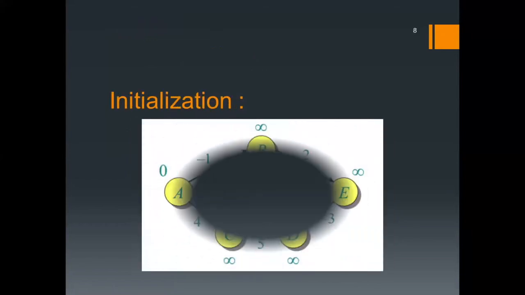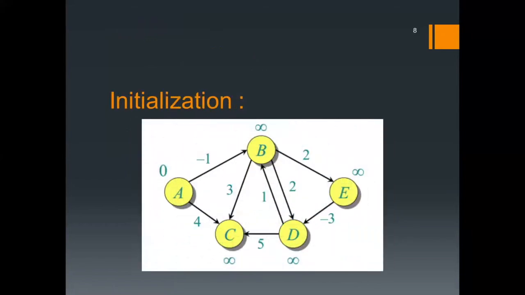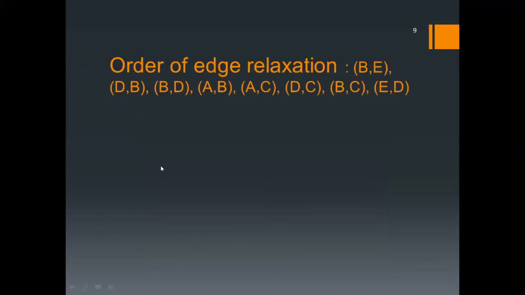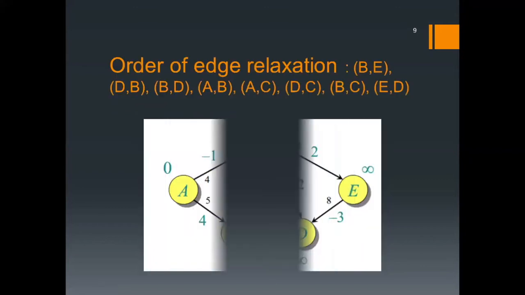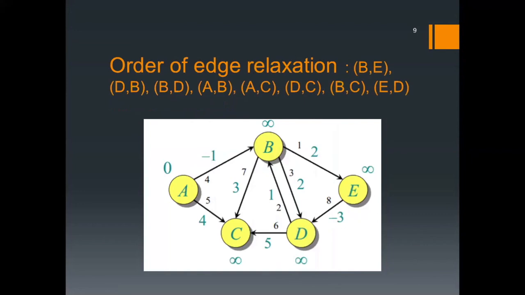So as said in the algorithm part, here we can see the initialization part, like every vertex will be infinity and the source node will be 0. And after that, I want to show here the order of relaxation. You can relax these edges in any order, any kind of order, that is, you can relax D to B before B to A, and so on.